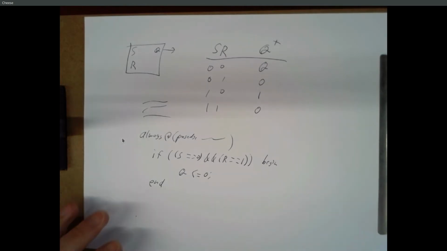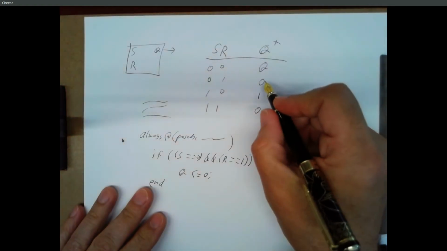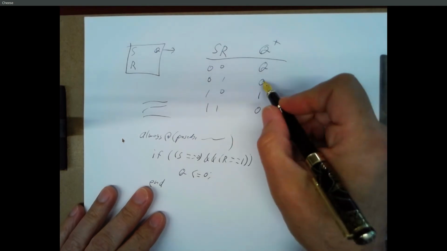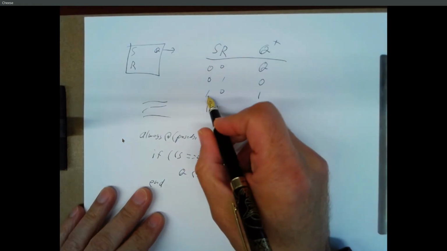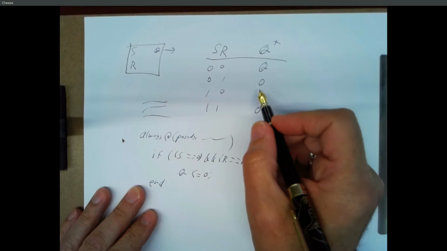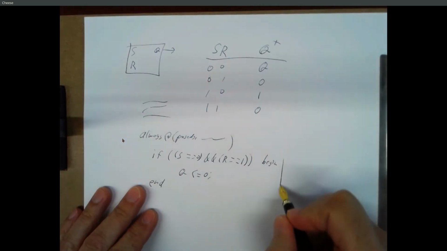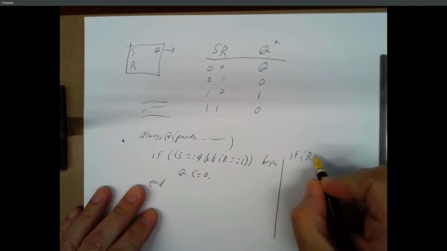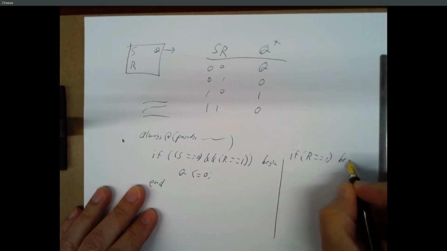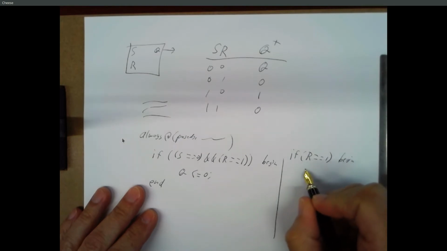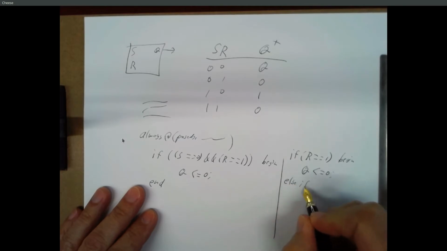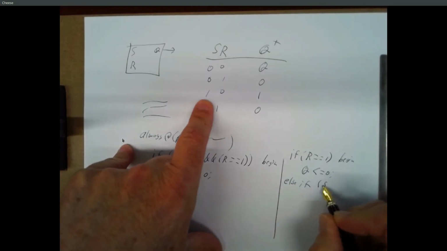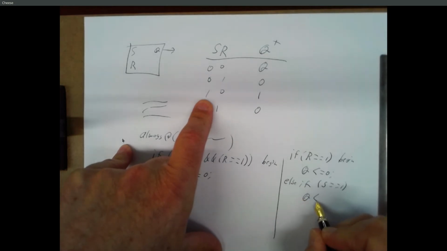Or you could go a little bit fancier and do some simplification on this and say, anytime that R is 1, I want my output to be a 0. And if S is 1 and R is not 1, I want my output to be a 1. Otherwise, I don't want to do anything. So you could code this as something like: if R equals 1, then Q is a 0. Else, if R is not 1, see if S is 1. If S equals 1, set Q to 1.